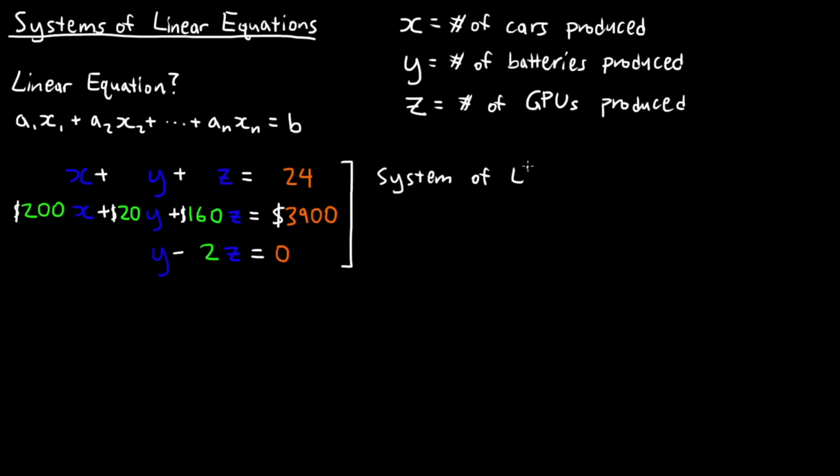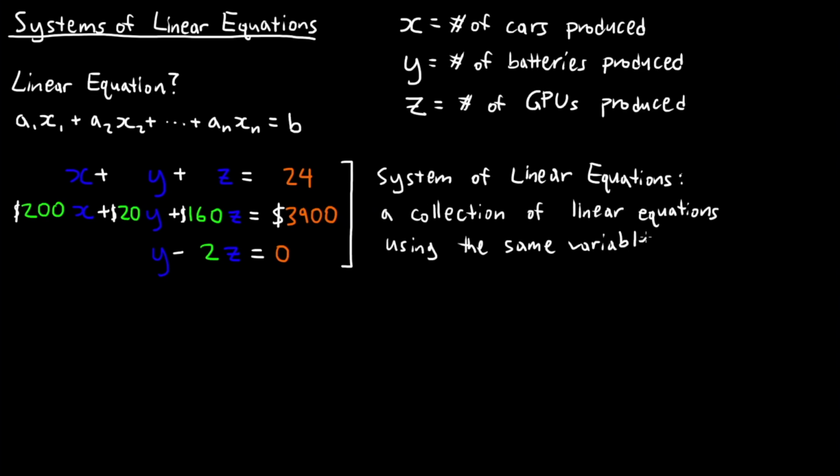A system of linear equations is very simple. It's basically a collection of linear equations that are utilizing the same variables. So in our case, all of our linear equations are using the number of cars produced, batteries produced, GPUs produced, and so that would create a system of linear equations. So as we mentioned, because a system of linear equations is using the same variables over and over again, it might get tedious to write them down repeatedly.